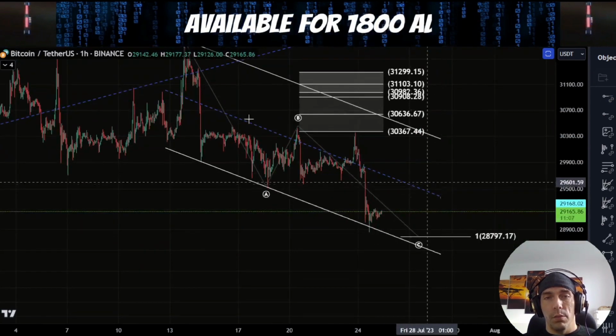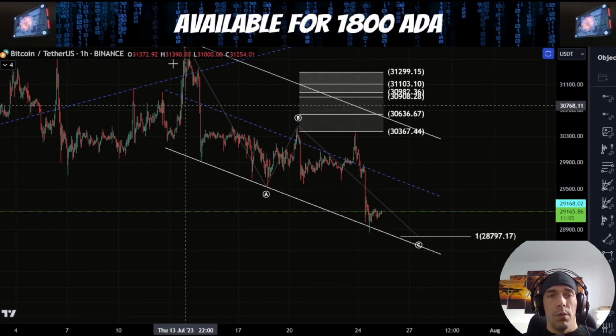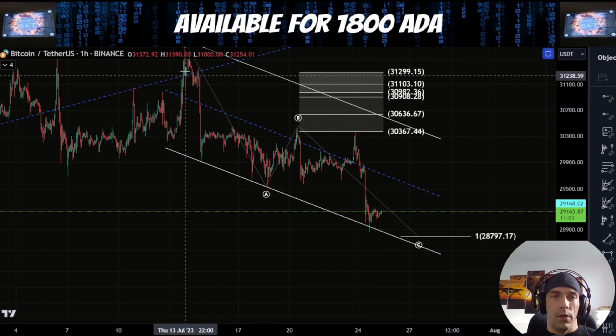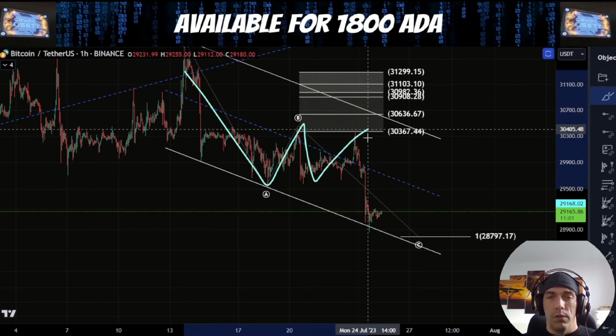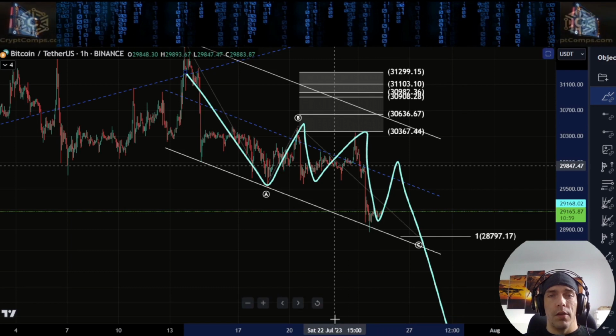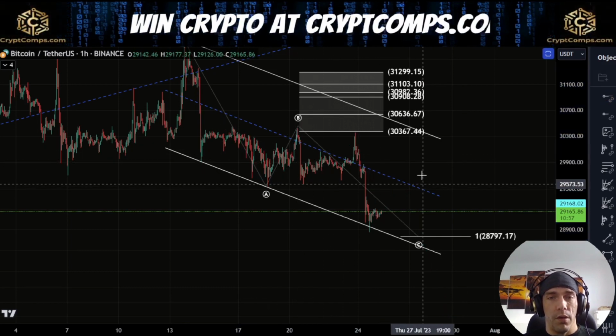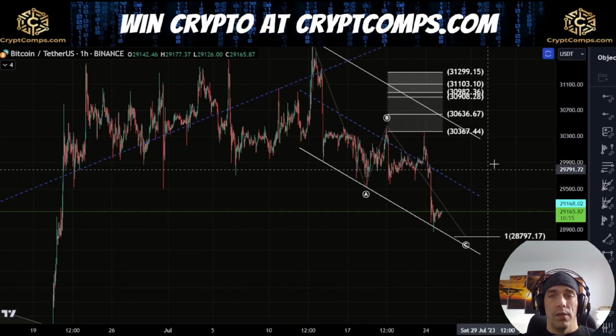Alternatively, if we do start to break down in a bigger way here, we need to be careful of that idea that, like I said, this could be 1-2, 1-2, we get another 1-2 here, and then we actually start to break down in a bigger 5-wave pattern. So that's looking at this as a corrective move.